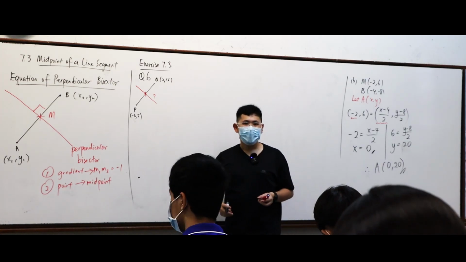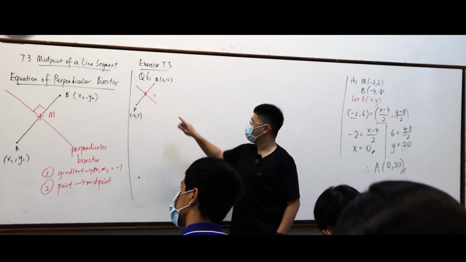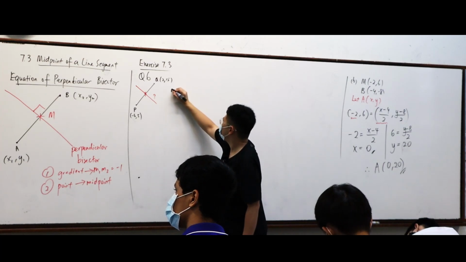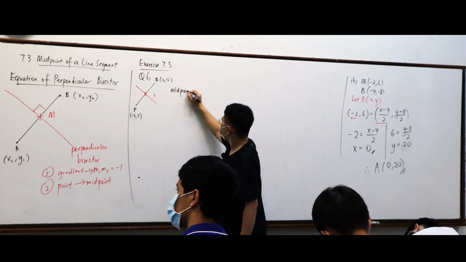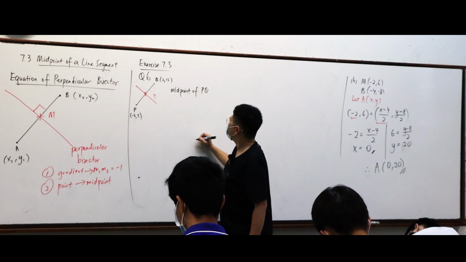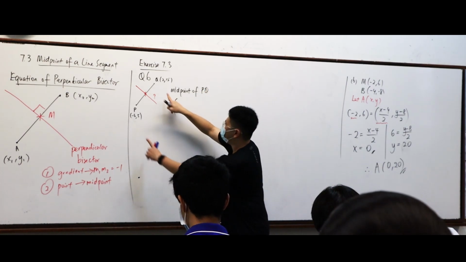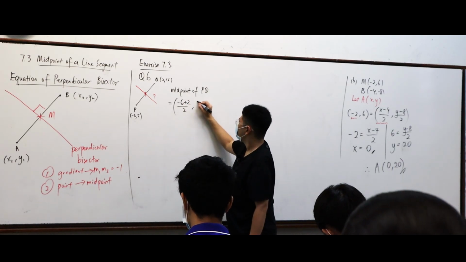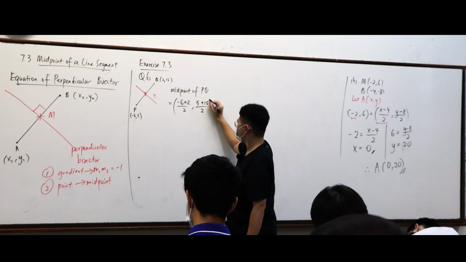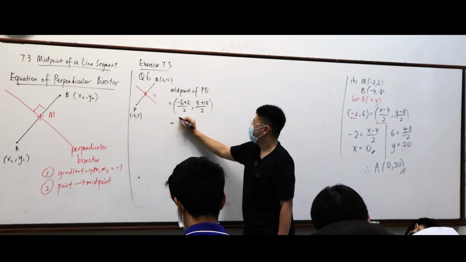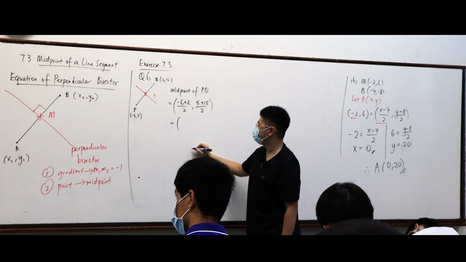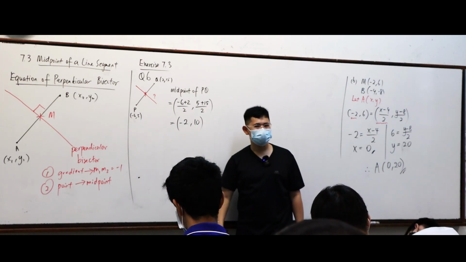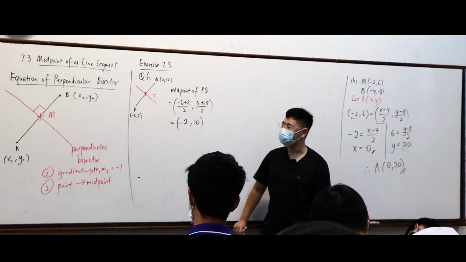So with this one, what's the first thing that we can do? How do we look for this point first? We can look for the midpoint. So here, let's look for the midpoint of PQ. The midpoint of PQ is going to be the average of the two coordinates, correct? So (-6 plus 2) over 2, (5 plus 15) over 2. So this is going to be equals to -2 and 10.